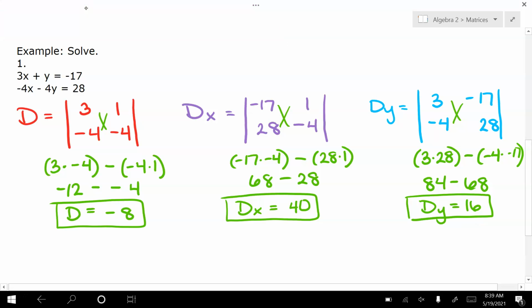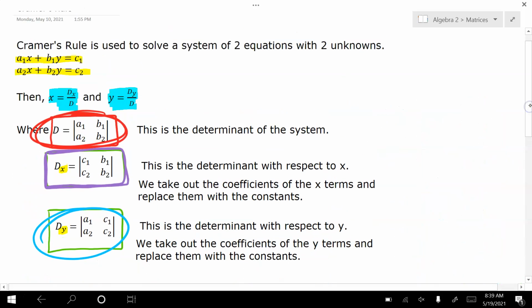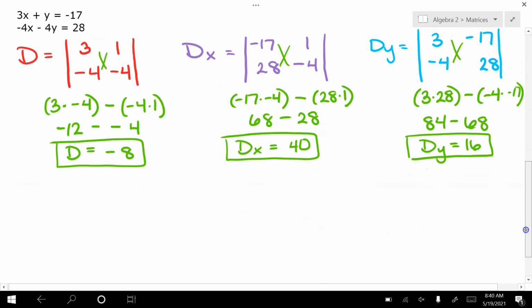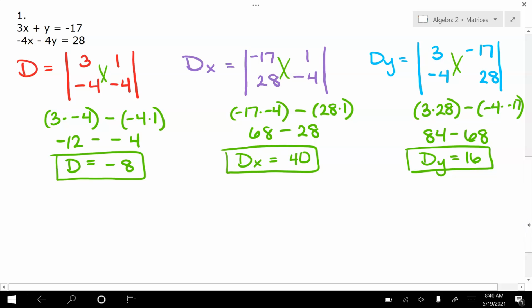So to finish this up, because I still don't know what x equals and what y equals, that's what I'm trying to find. I'm going to scroll back up one more time here. This is what I highlighted in the blue right here. So to find my x, I take the determinant in respect to x divided by the regular determinant, and then I do a similar thing for the y. I take the determinant in respect to y and divide by the determinant of the system.